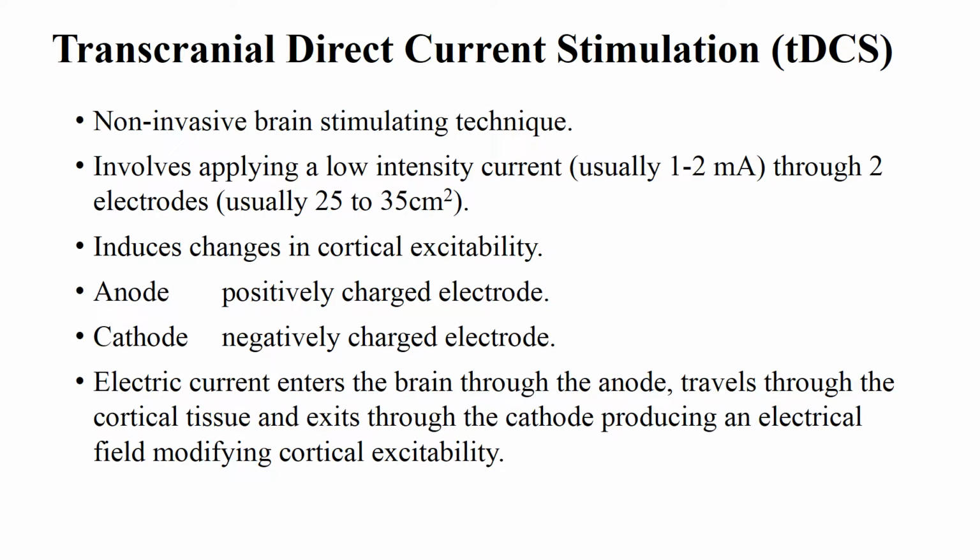Transcranial direct current stimulation is a non-invasive brain stimulating technique in which electrodes are placed on the scalp to administer a mild electrical current to the brain. The aim of this technique is to induce changes in cortical excitability by producing a low-intensity electrical field.